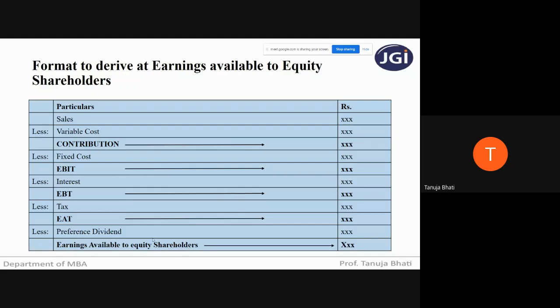So it is very simple, students. Once again, because this format is needed for us to solve the problems. First, from sales you minus variable cost, you get contribution. From that minus fixed cost, you get EBIT. From EBIT, first minus the I, then minus the T, then minus the preference dividend, you get earnings available to equity shareholders.